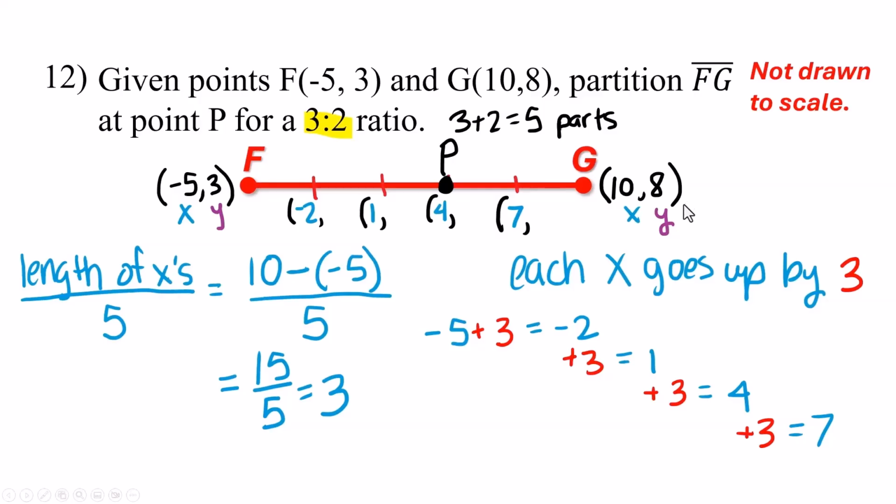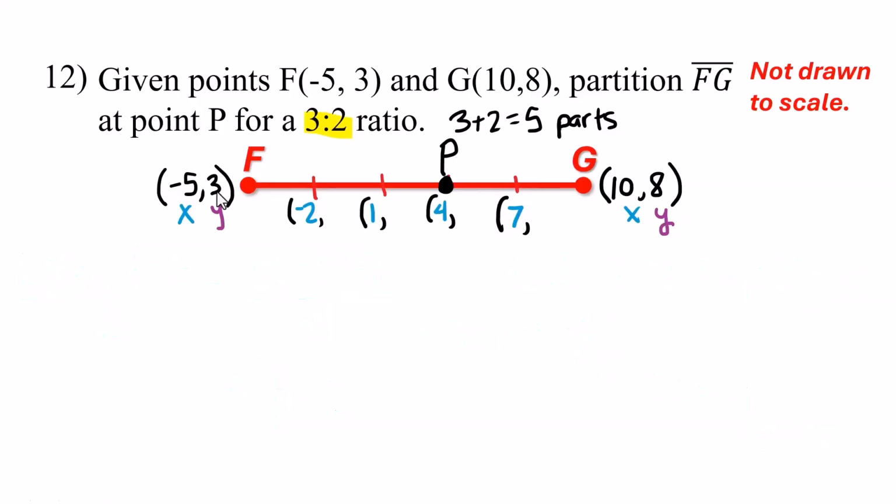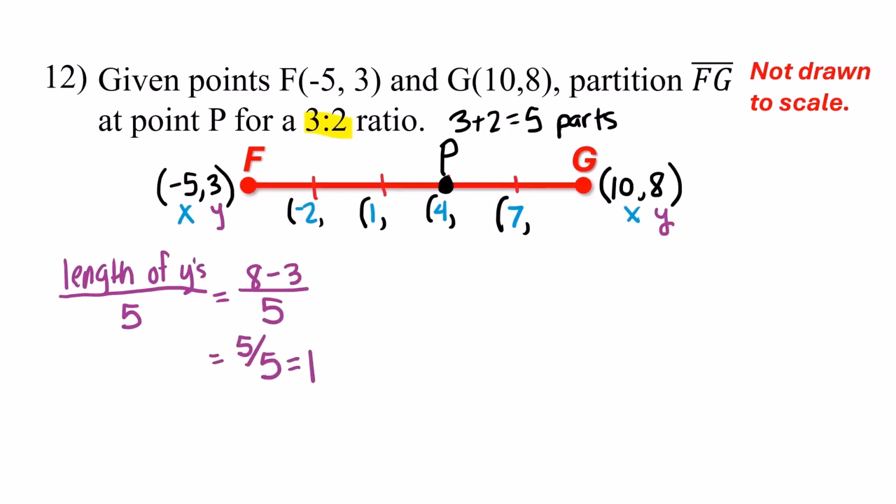Now we have to do the same thing for the Y's. This point is moving from 3 up to 8. We still need to divide that into 5 parts as well. The length of the Y's divided by 5. So 8 minus 3 divided by 5. We get 5 divided by 5, which is 1. Super easy. Okay, cool. We'll be able to do this pretty fast. Each Y is going up by 1.